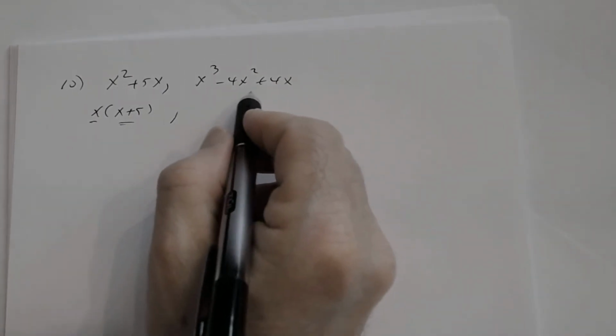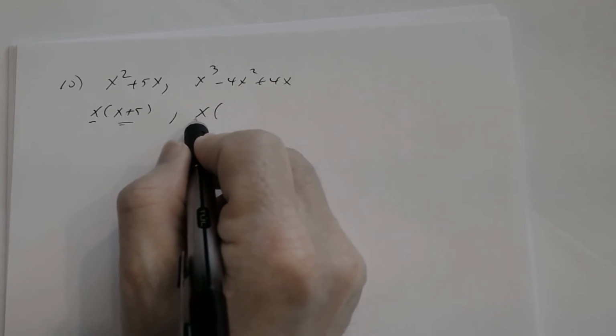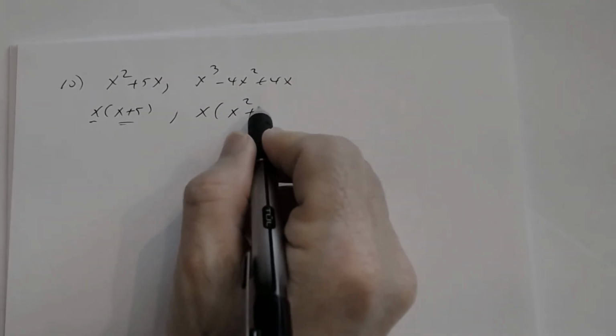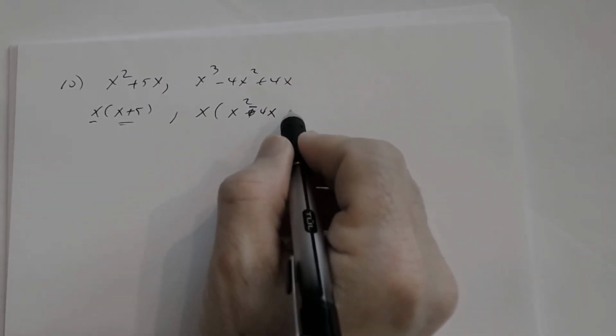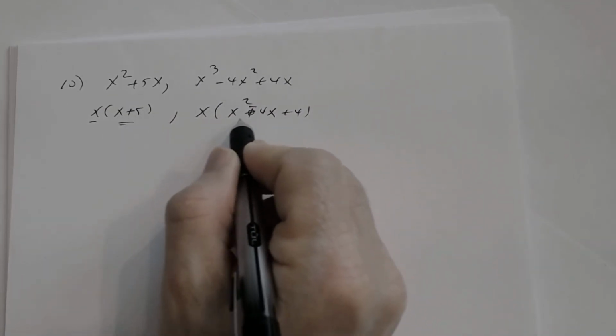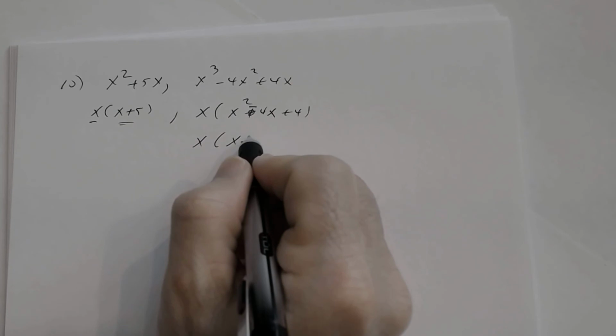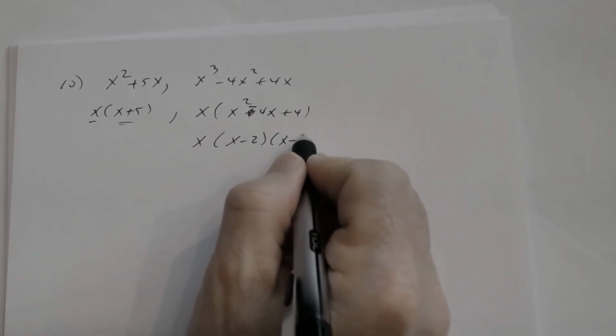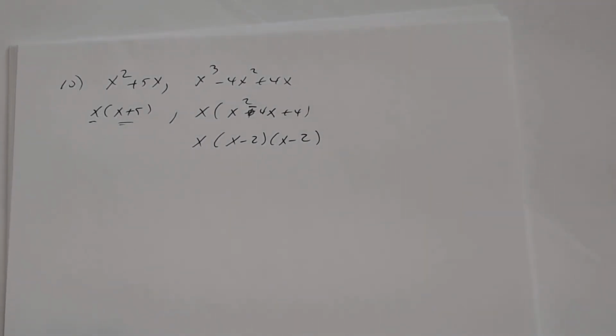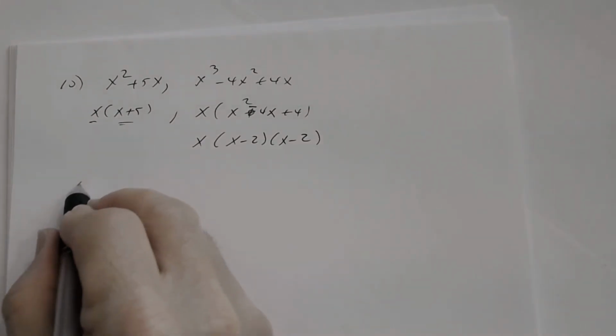The next one, first of all, I got to factor out an x, right? So I get x times x squared minus 4x plus 4. And then I can factor this further. So it's going to be x times x minus 2 times x minus 2. Okay? All right. Now, let's go ahead and find the least common multiple.